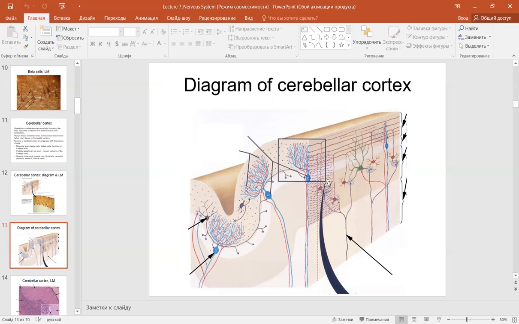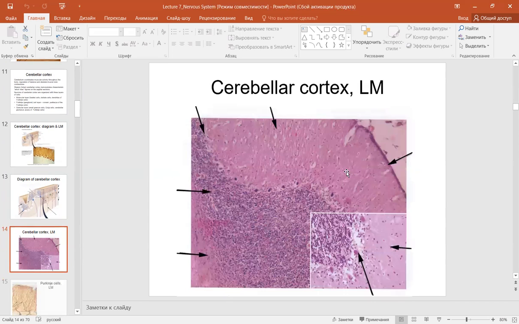Here you have the granular layer consisting of the granular cells, small granular cells, consisting of the Golgi cells, consisting of the glomeruli, contacting synaptic junctions between the different subsets of the neurons of the cerebellar cortex.